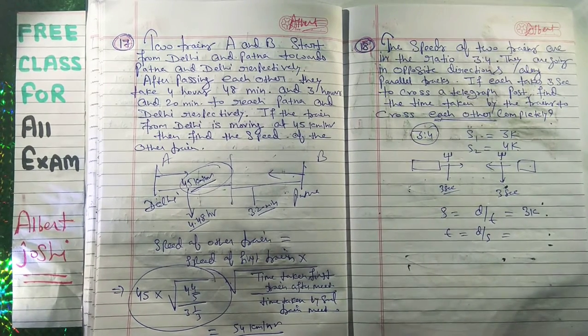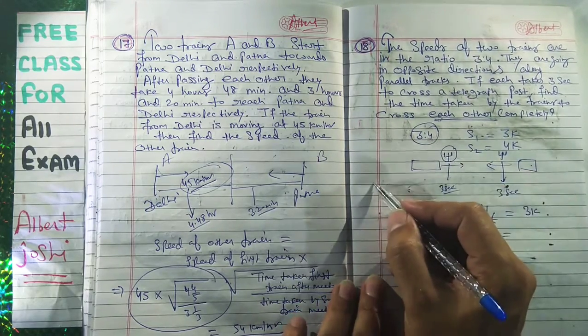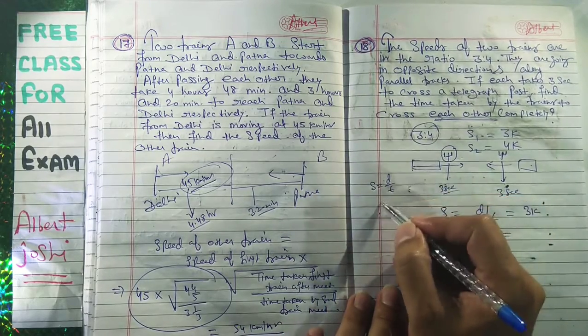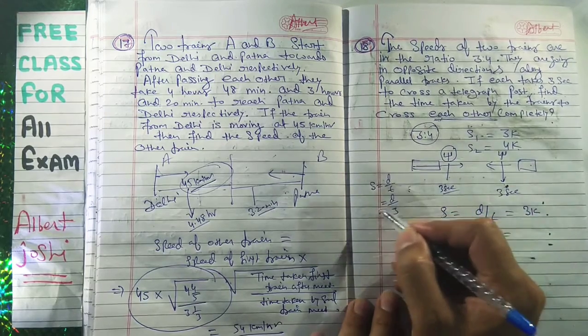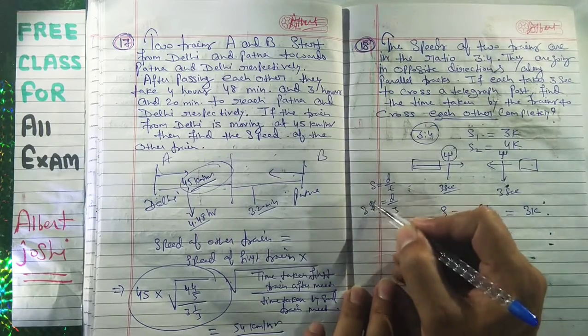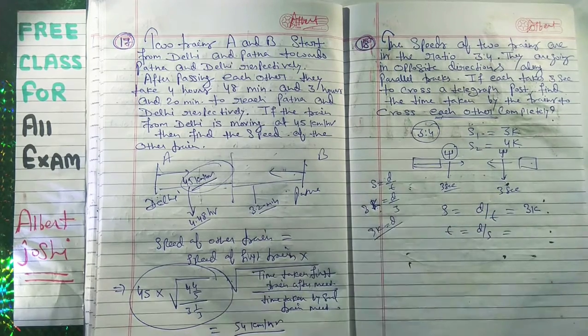Since each of them takes 3 seconds to cross a telegraph pole, the speed of the first train is equal to this, and the speed of the second train is equal to this. You know that if it is crossing this telegraph, its speed is equal to distance upon time. If its total length is d, upon time 3 seconds, is equal to speed 3k. So your distance will be 3 times 3, 9k, it must be 9.